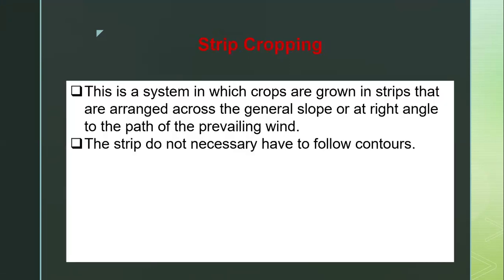The other method is strip cropping. This is the system in which crops are grown in strips arranged across the general slope or at a right angle to the path of the prevailing wind. This strip cropping is another method of controlling soil erosion, specifically to protect against prevailing winds, which can be a major agent of soil erosion in these kinds of places. The strips do not necessarily have to follow the contours, compared to contour farming.